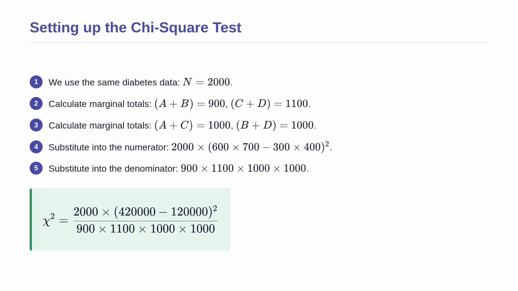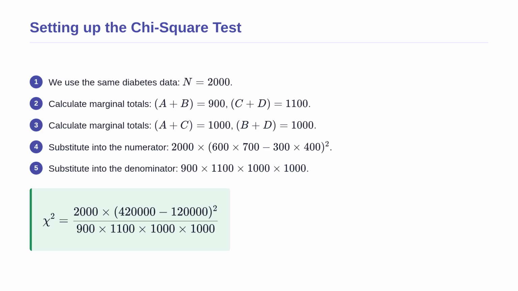The total number of people with the A variant, A plus B, is 900. The total with the G variant, C plus D, is 1,100. The total diabetics, A plus C, is 1,000, and total healthy people, B plus D, is also 1,000.